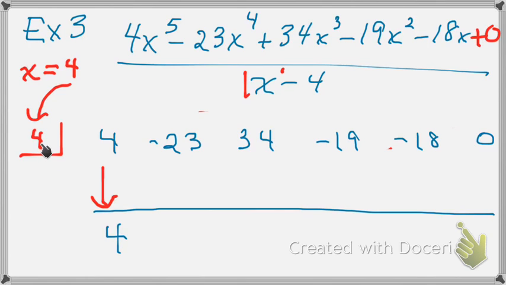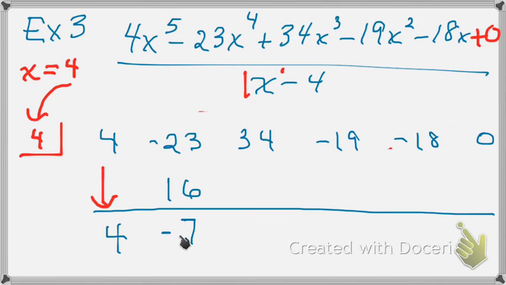Next step is to take this number and multiply it times this number. So this times this is what? And that goes here. Okay? What is negative 23 plus 16? How about, yeah, that's right, negative 7. Okay, everybody good with that? Okay, now what? Just keep repeating the procedure.